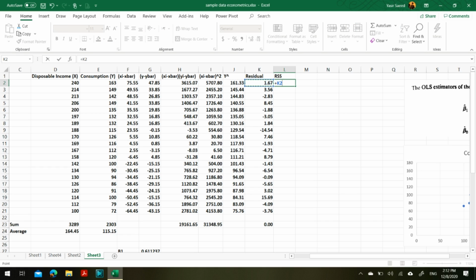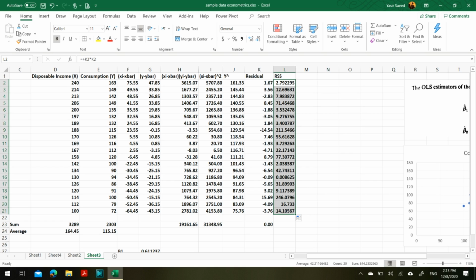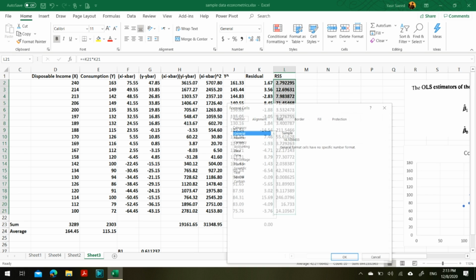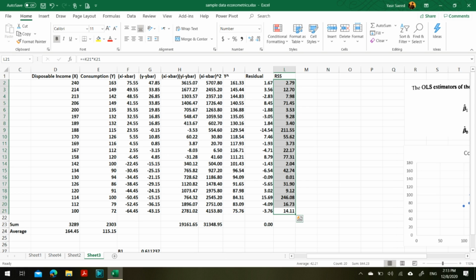Then I square up all the residuals and I drag the formula. So I've found all of these residuals, and another important thing is I want them to look decent. So again I format the cells, format cells, and convert this into number with 2 decimal places. Okay, so it now looks a bit decent.